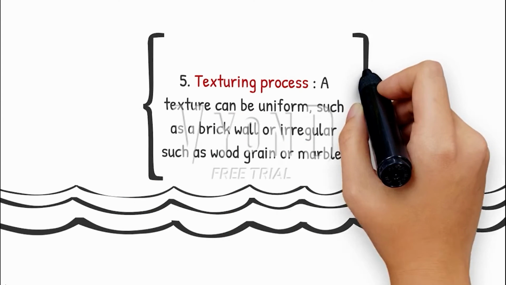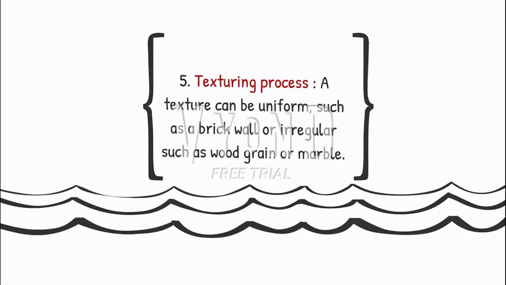Last but not least is the texturing process. In computer graphics, it is the application of a type of surface to a 3D image. A texture can be uniform such as a brick wall or irregular such as wood cut or marble.